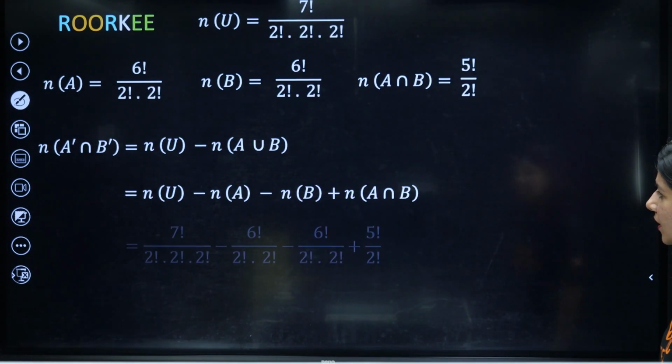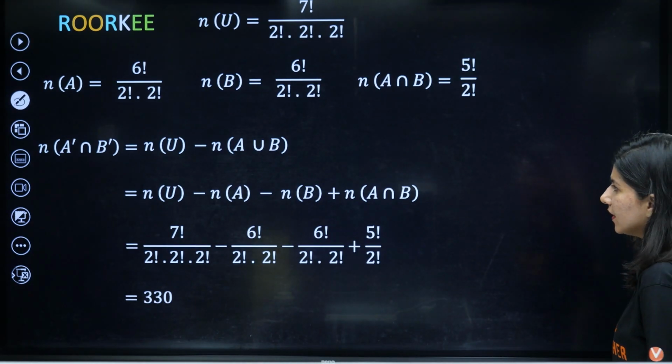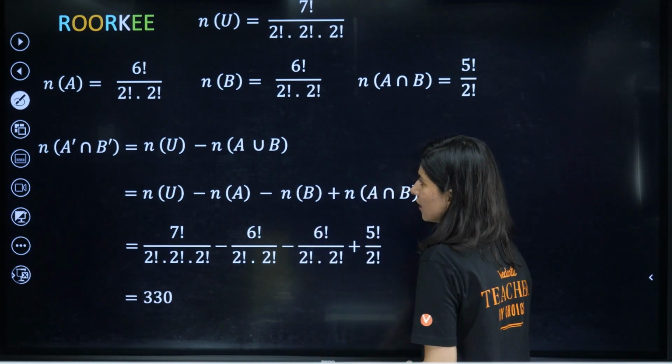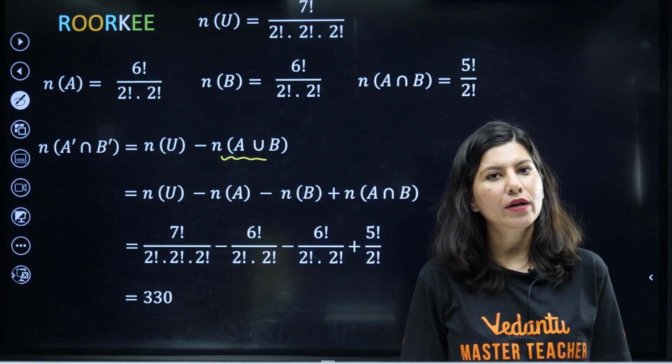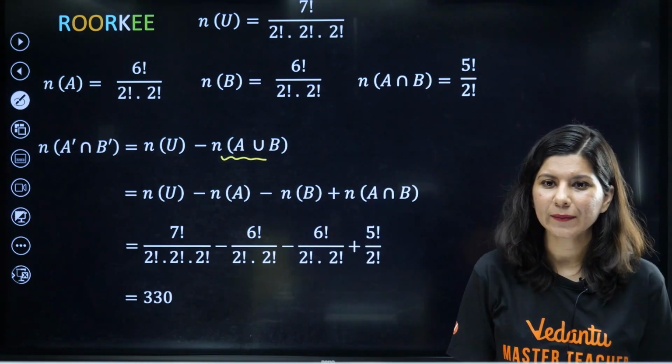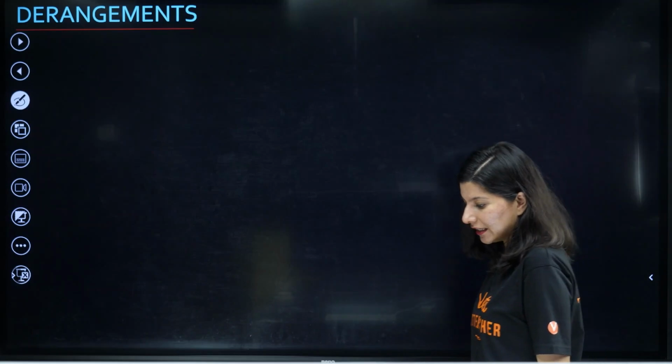Let me just show you. That's how it is done. So total minus all the words which either start with R or end with E. All right. Clear.